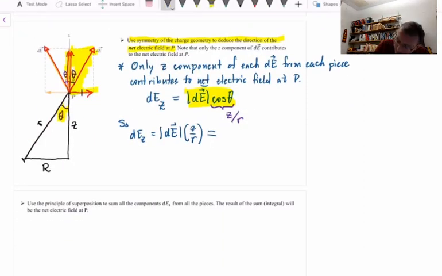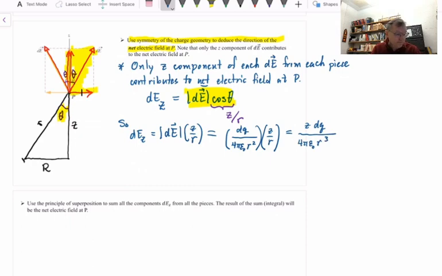Okay, so for the dE magnitude, dq over 4 pi epsilon 0 little r squared. And from the cosine theta, we have a factor of Z over little r. And then just simplify that. In the numerator, write it like this: Z times dq. And in the denominator, 4 pi epsilon 0 little r cubed. And we've made that about as simple as we can.